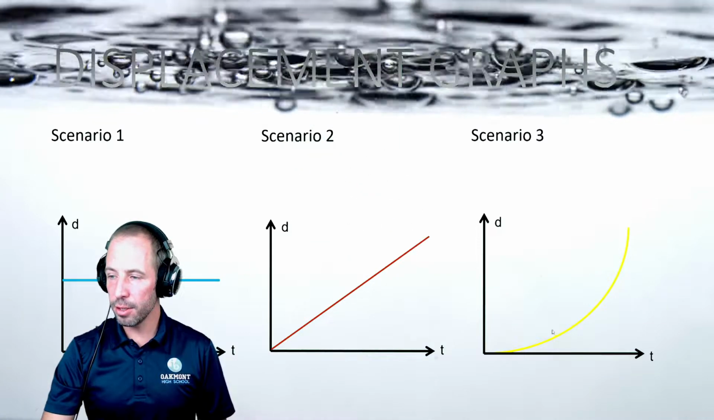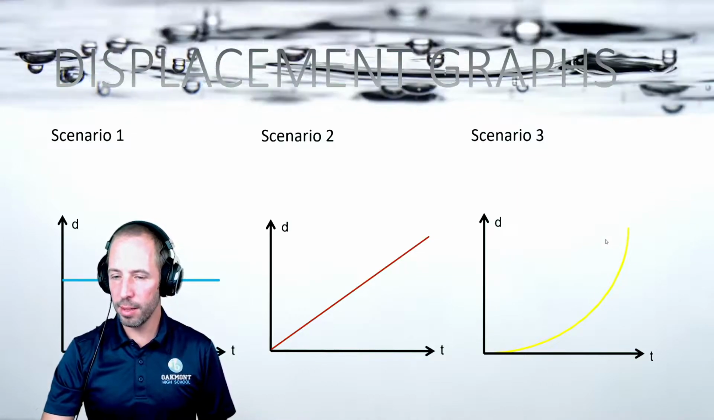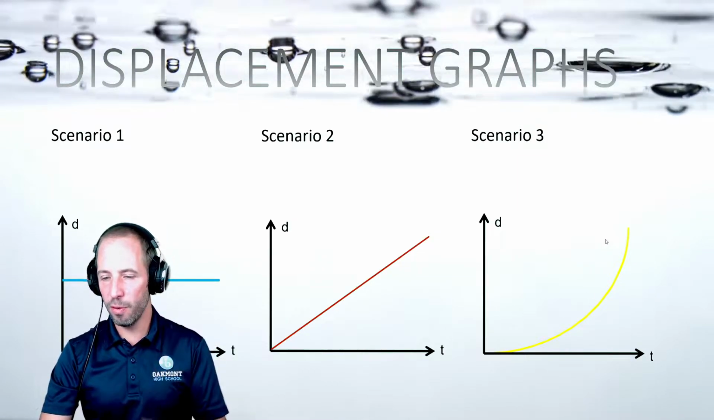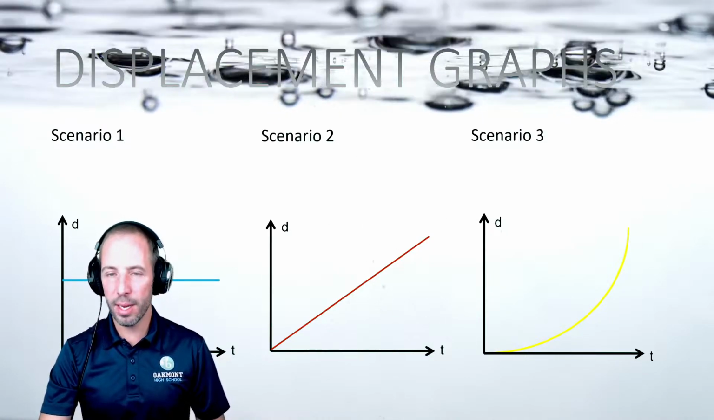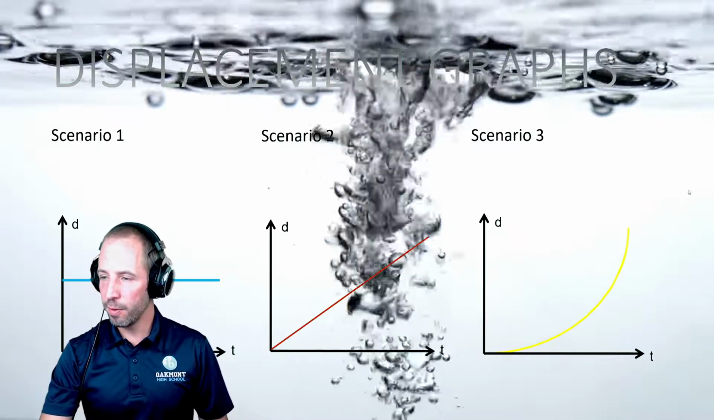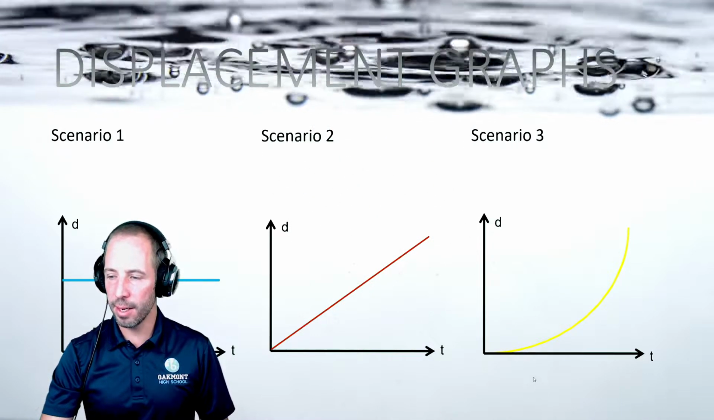Lastly, this third one over here, this is changing more and more over time. This is an indication that there's acceleration. This is speeding up, so it's not just moving, it's also moving more and more. You could also get a pattern where you're moving less and less, but either way, what you're going to get is a curve. So if you see a curve on a displacement graph, it's an indication that it's somehow accelerating.